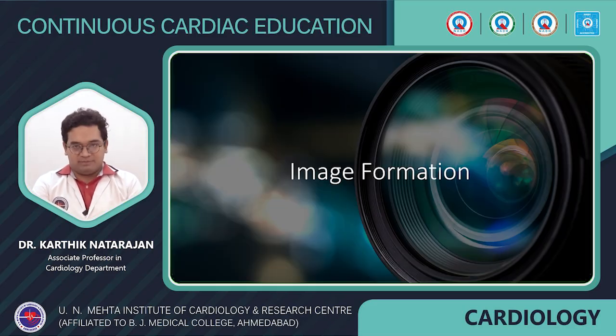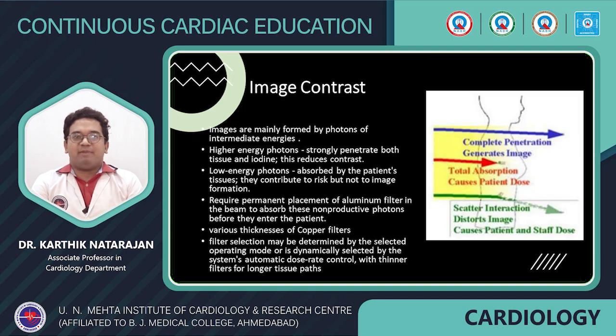Now the image formation. So image contrast. The images are formed whenever you have photons of intermediate energies. The high energy photons will strongly penetrate both the tissue and iodine, and this reduces the contrast. And low energy photons are absorbed by the patient's tissues. They contribute to risk but not to image formation. And these require permanent placement of an aluminum filter in the beam to absorb these non-productive photons before they enter the patient and cause damage.